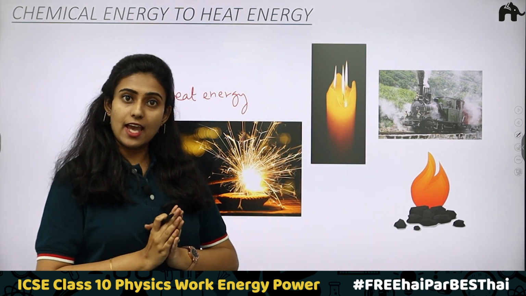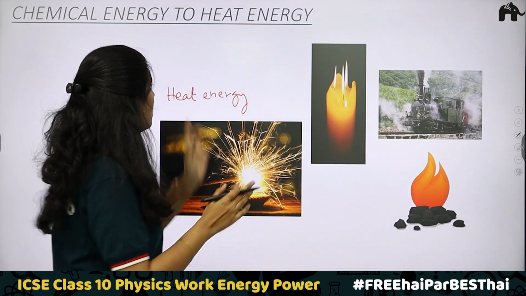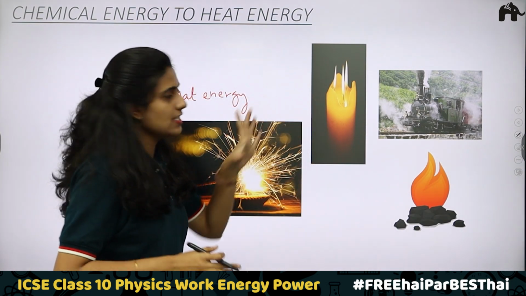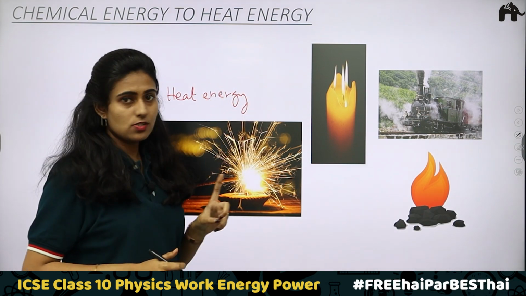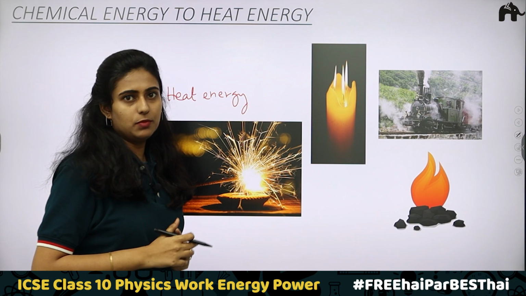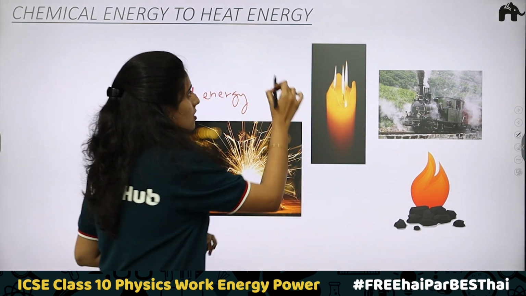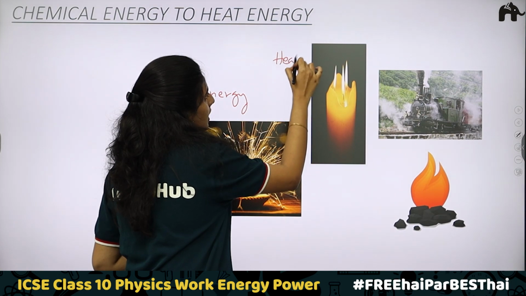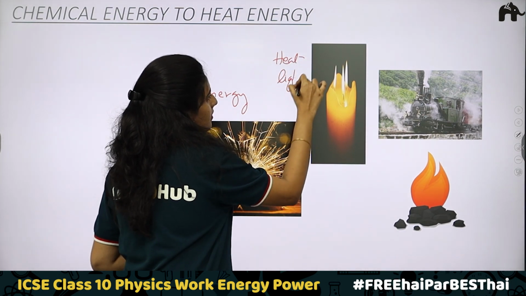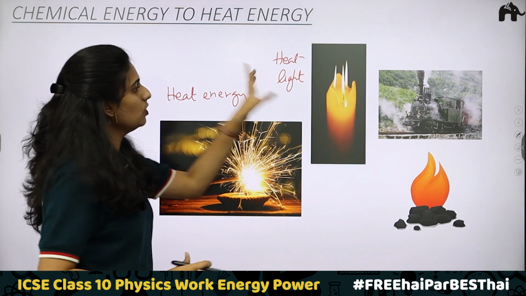Same is the case with a candle. We have discussed it for the conversion of chemical energy to light energy. Here not just light but heat is also being produced. When you touch the flame, what happens? Your hand will get burnt. What is the reason? Here heat is being produced. So in the case of a candle, we have both heat energy and light energy. Here we are studying this as an example of chemical energy conversion to heat energy.